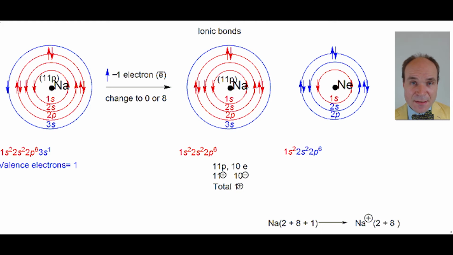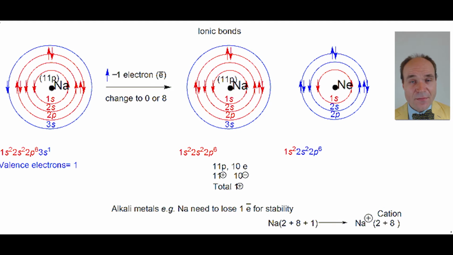When we do this, we create a cation. Now this is not only true of sodium, but of all alkali metals. They all want to lose 1 electron to gain extra stability, and they do it by making bonds.